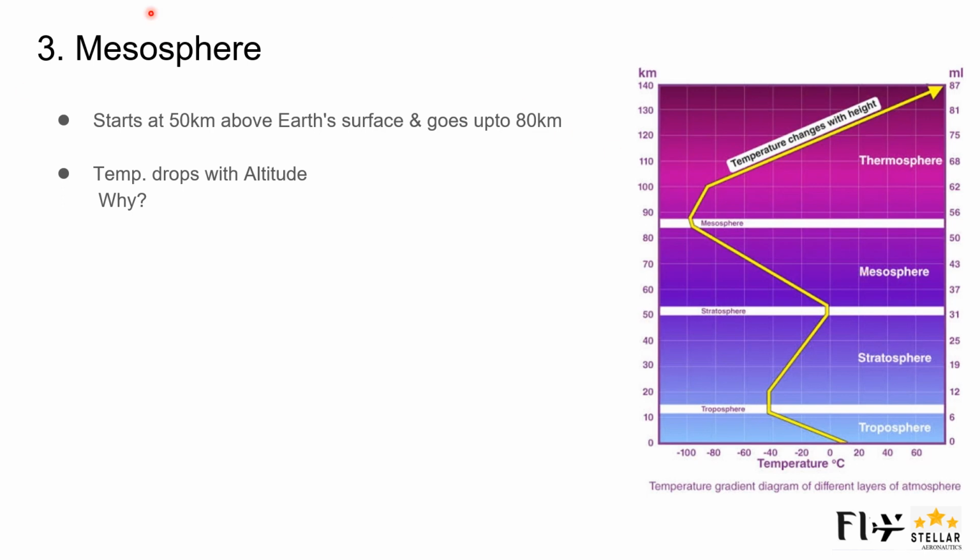It drops due to lack of absorption of UV rays. By 80 kilometers, it reaches minus 100 degrees Celsius. It is the coldest layer of atmospheric layers. Noctilucent clouds are seen here.